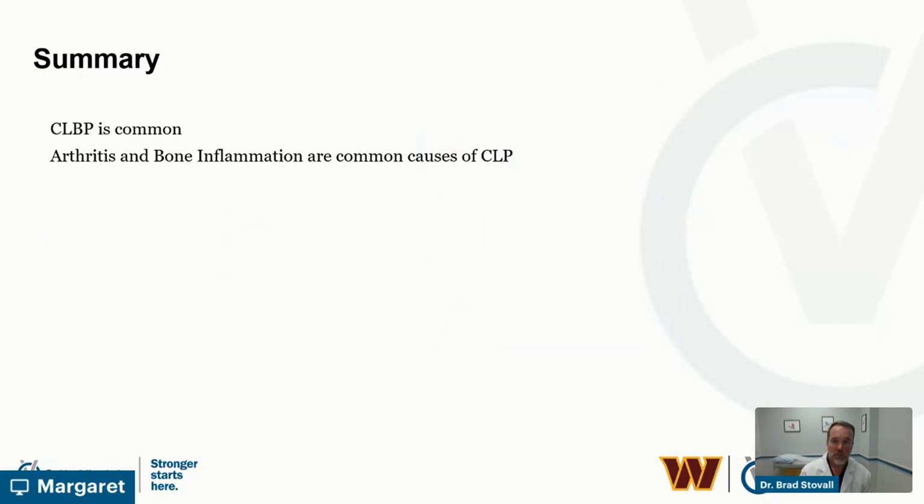And just to kind of go over chronic lower back pain and basivertebral nerve ablation. Chronic lower back pain is common. It's known to cause a lot of functional limitation and disability. So if you think you might be a candidate for this, or you're just having persistent back pain that you want to see if there's any good options, we'd be always happy to evaluate you and go from there.